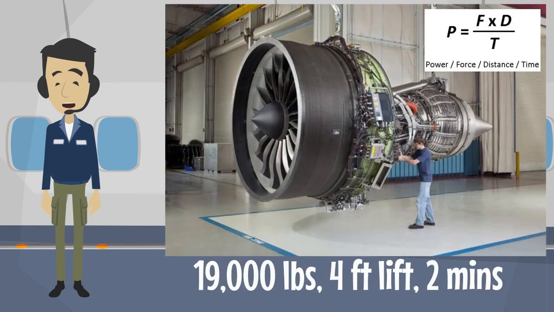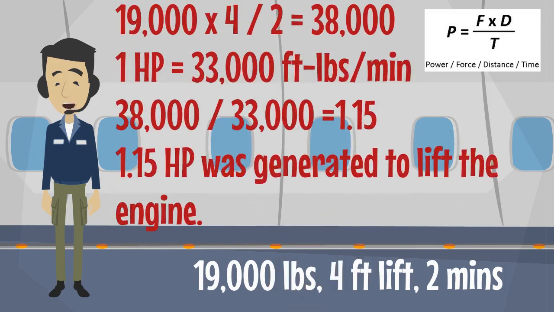Calculate the horsepower used to lift 19,000 pounds to a height of 4 feet in 2 minutes. And here's the math.